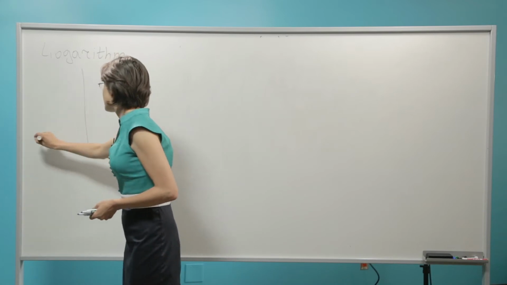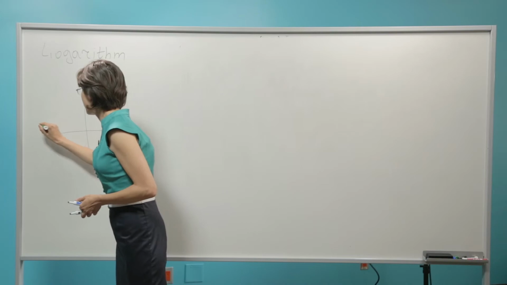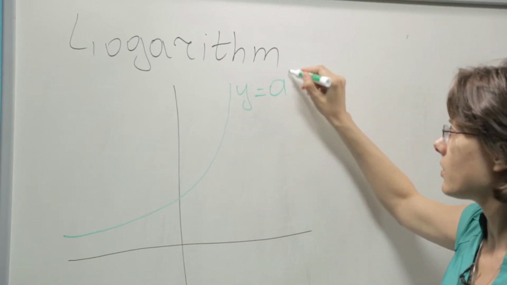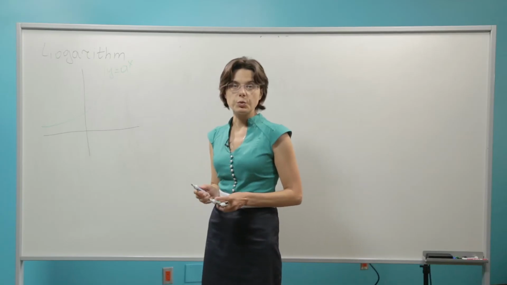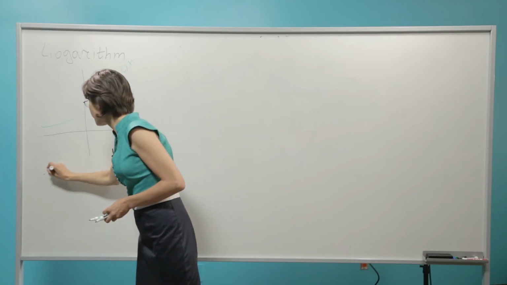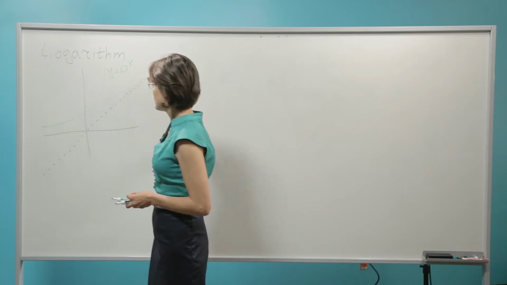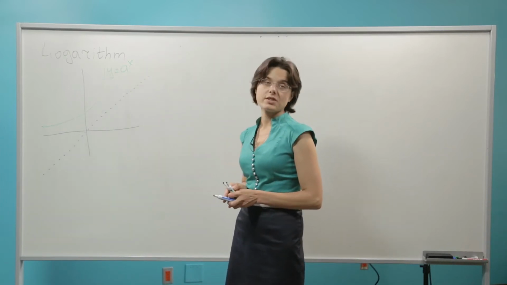So if we draw an exponential function, y equal a to the power of x, any inverse function would be symmetric about the following line, the bisectrix. First, let us think how we can construct this symmetry.